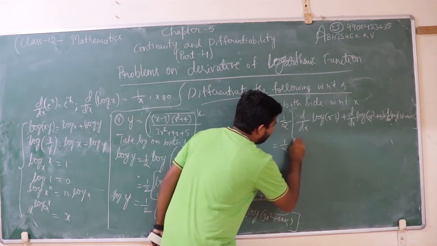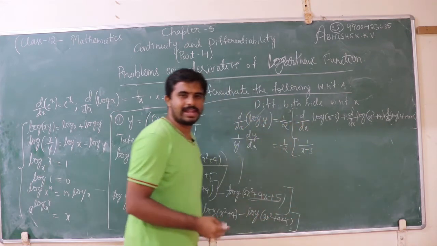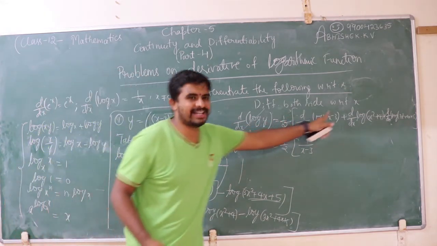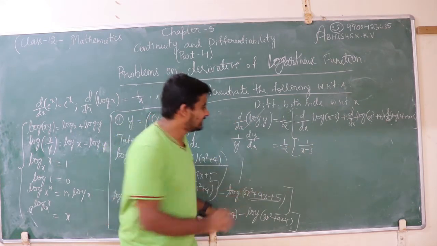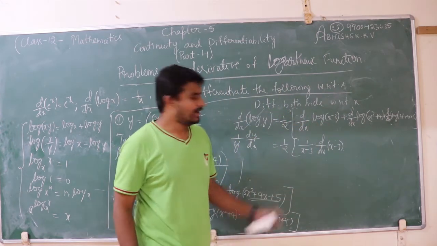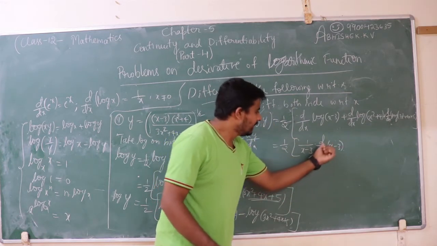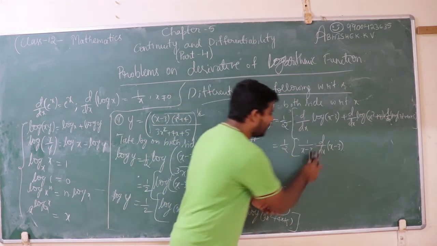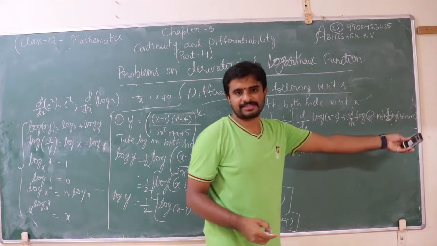Yes, 1 by 2 into d by dx of log of x minus 3. It is 1 by x minus 3. Derivative of log x is 1 by x. Instead of x we have x minus 3. So derivative of log of x minus 3 is 1 by x minus 3 into derivative of x minus 3. Derivative of x minus 3 is of the form derivative of u minus derivative of v. Derivative of x with respect to x is 1 minus derivative of the constant function 0. So we are left with 1, plus derivative of log of x square plus 4.